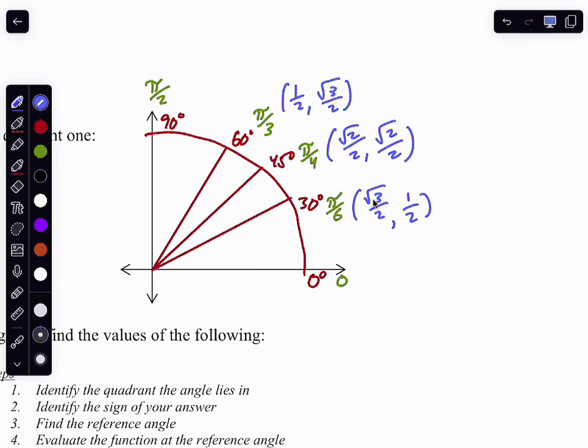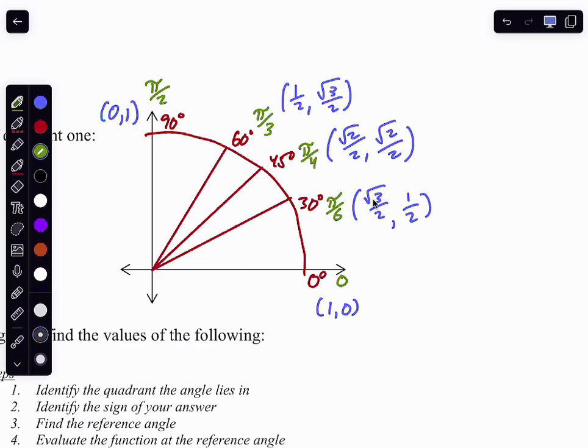And then if you want to label these two, I mean, it's up to you. This one is 1, 0, and this one here is 0, 1. You don't have to label these if you don't want to. Put as much information as you think you need.